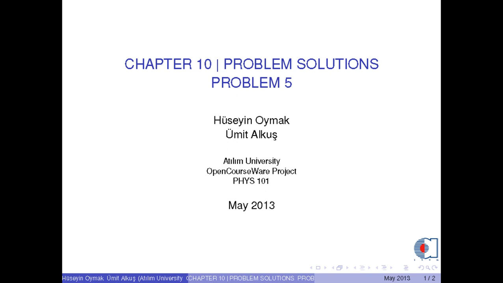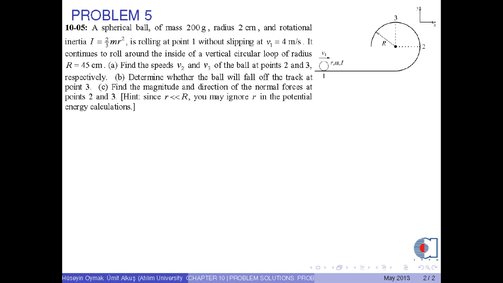In this video, we will solve one problem in Chapter 10. A spherical ball is rolling at point 1 without slipping at v1 equals 4 meters per second. It continues to roll around the inside of a vertical circular loop of radius R equals 45 centimeters.